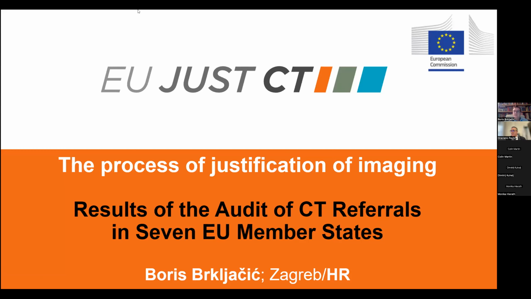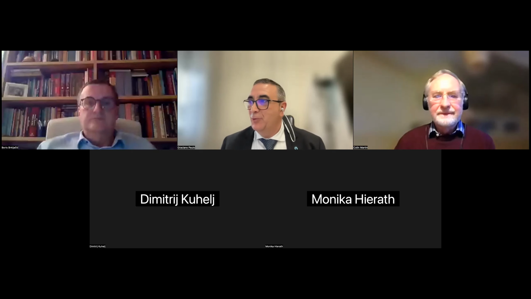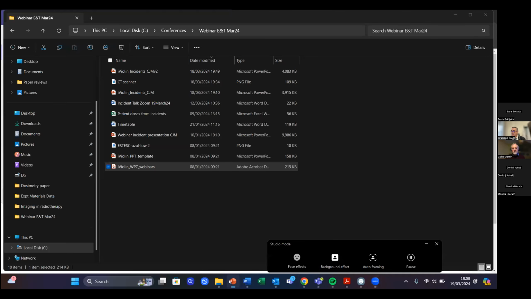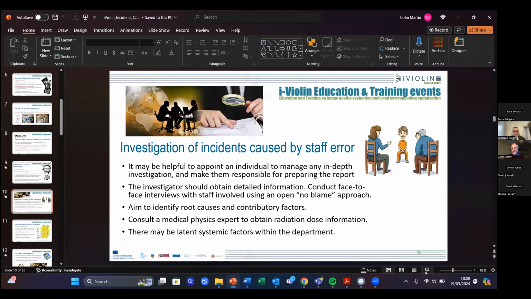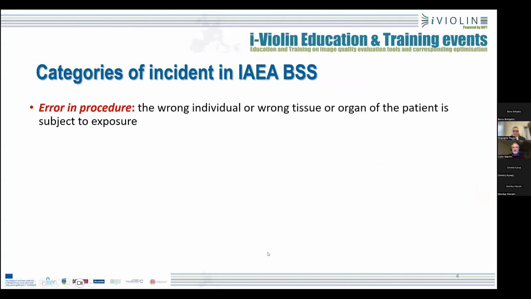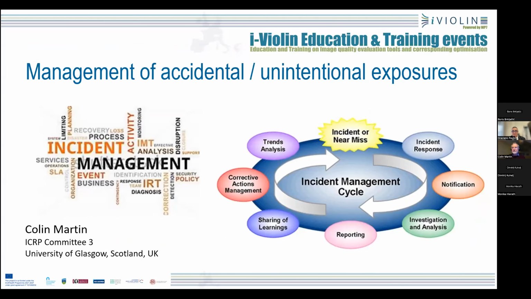Dr. Colin Martin. He's very well known from all around the world. Colin, it's a real pleasure to have you with us here. Dr. Colin Martin is Vice Chair of ICRP Committee 3, Protection in Medicine, and an honorary senior lecturer at the University of Glasgow. He has worked as a medical physicist for more than 30 years, and he has contributed significantly to improving the radiation protection safety culture all around the world. Colin, thank you so much. The floor is yours. It's a privilege to have you with us.